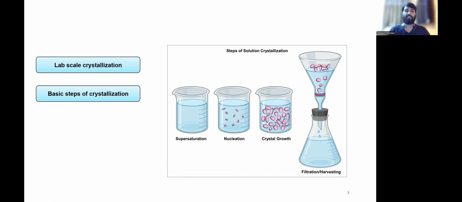In that case, no crystal formation takes place. Supersaturation can be calculated with the formula S is equal to C by C star. Here C is the solubility of the solute, and C star is the solubility of the solute at that specific temperature at which we are going to crystallize that solution.